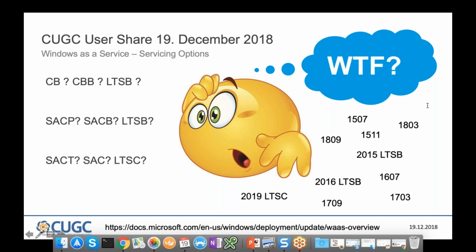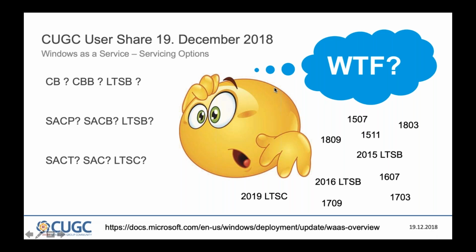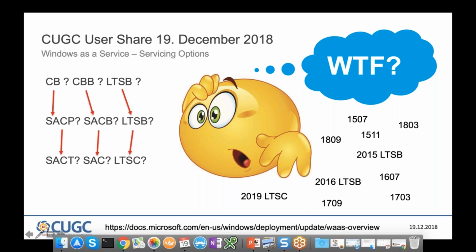But the terms of today are semi-annual channel targeted for the former current branch, just semi-annual channel for the former current for business branch, and LTSC, long-term servicing channel for the former LTSB. So the naming by year and month of the releases themselves got quite common these days, and have been adopted by a lot of other vendors too. Also, Citrix switched to this naming convention, starting with Citrix Virtual Apps and Desktops 18.08 and the latest 18.11.